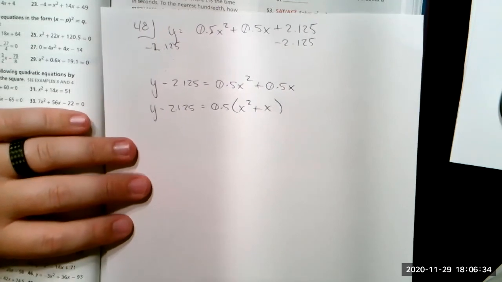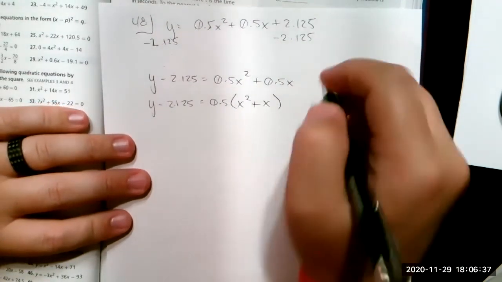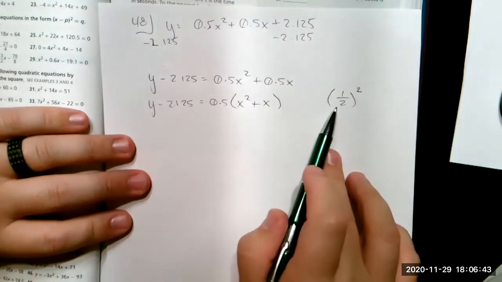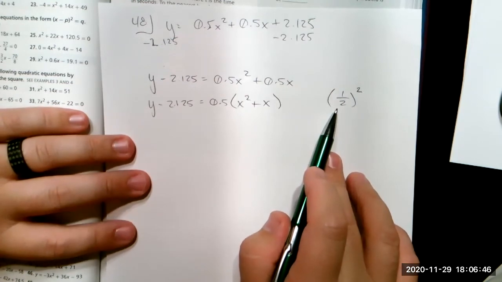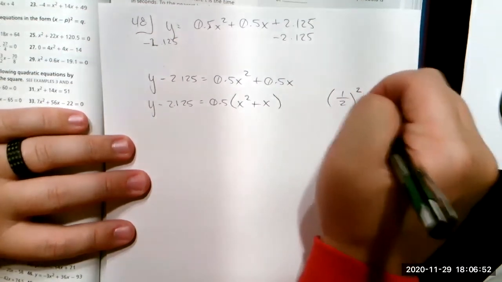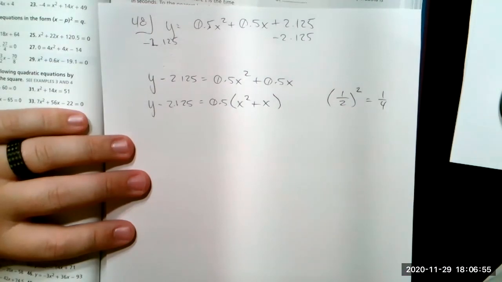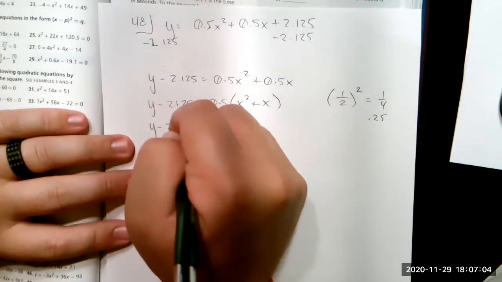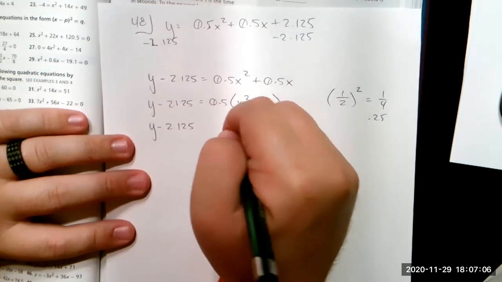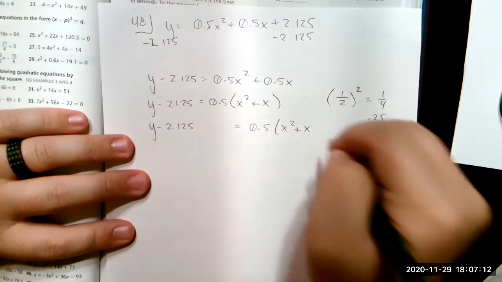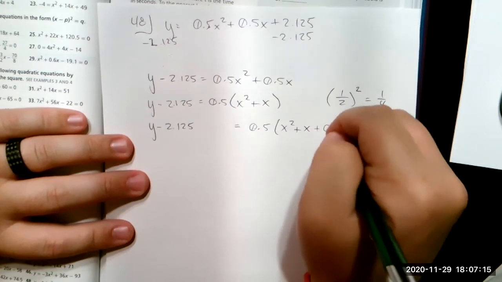I'll come up with that perfect square number that I'm needing. My b value is 1. So it's going to be 1 divided by 2 squared. 1/2 squared is the same thing. You can type that in your calculator, but it's the same thing as 1/4. So 1/4 is kind of that magic number, or 0.25, whatever you want to deal with. Since this already has decimals, let's stick with decimals. So I have y minus 2.125, and then I have 0.5 x squared plus x plus 0.25.